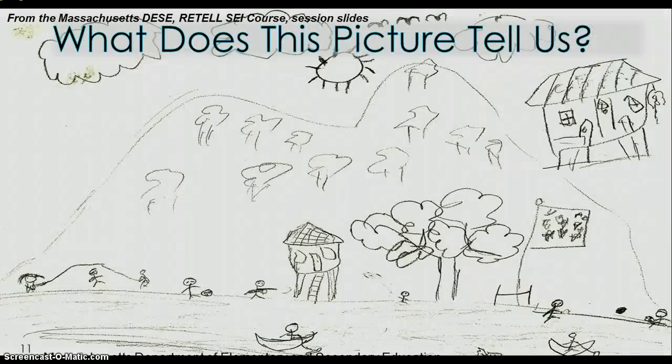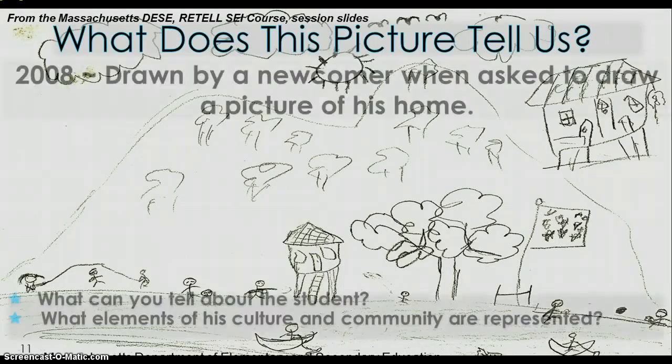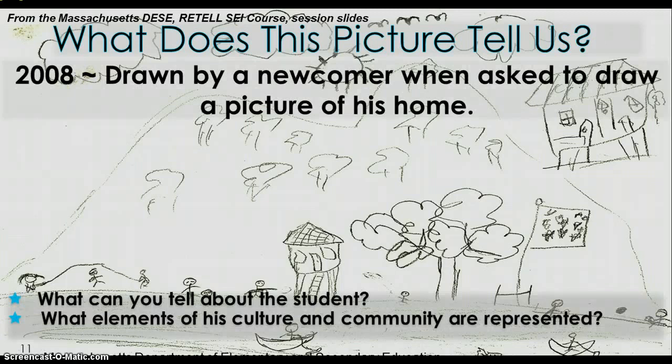Let's take a minute to look at this picture. This is a picture that was drawn by a newcomer student, just arrived in the United States, and his teacher asked him to draw a picture of where he came from, what his home looked like. And this is what he drew. As you look at this picture, what can it tell you about this student? What can it tell you about the culture that he's coming from, his experience? What elements of his culture and his community are represented here? Feel free to pause the recording and take a moment or two to reflect on this.